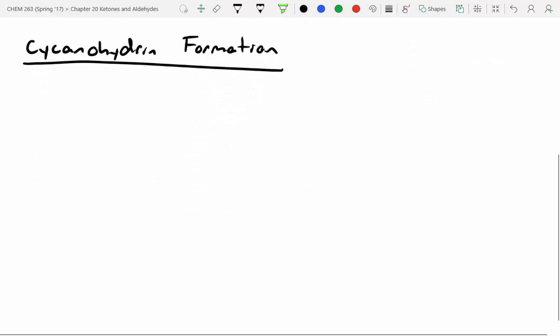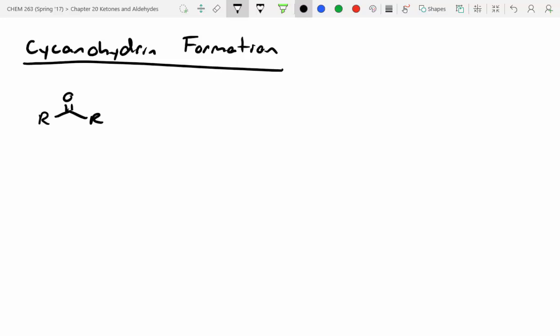And let's say we've got a ketone again. And my goal is to get to an alcohol with this nitrile group coming off. What reagent do you think I would need? Yeah, potassium cyanide.